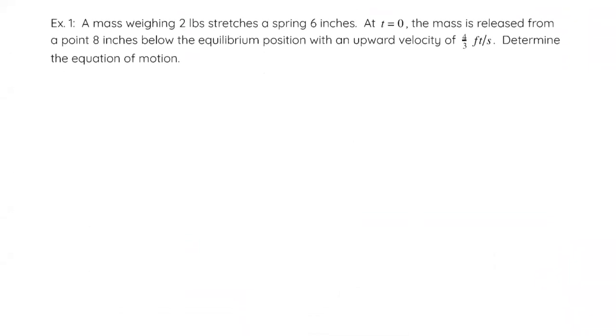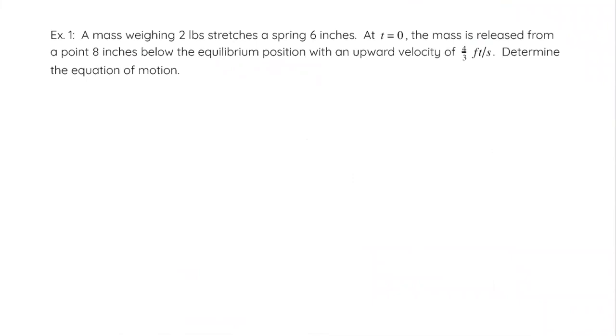So let's take a look at this example right here. We have a mass weighing 2 pounds and it stretches a spring 6 inches. At t equals 0, the mass is released from a point 8 inches below the equilibrium position with an upward velocity of 4/3 feet per second. Determine the equation of motion.